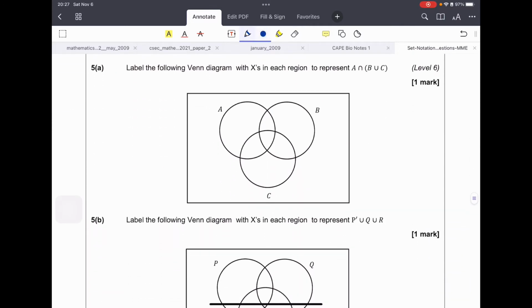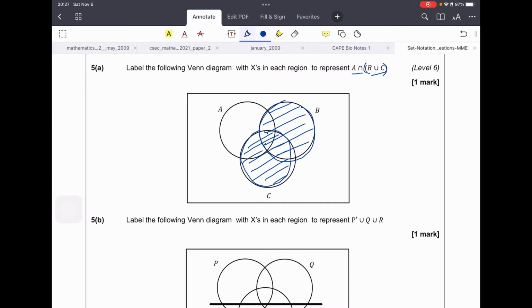Now, label the following Venn diagram with X's in each region to represent A intersect B union C. So everything in brackets we need to do first, right? So B union C is everything that is common to B and C. So this is B's circle here. This is C's circle here, right? So everything that is inside them is B union C. Everything. Okay? The question is asking for A intersect that.